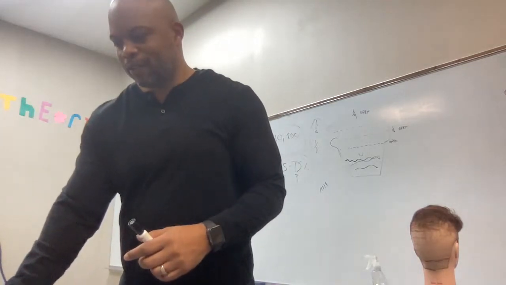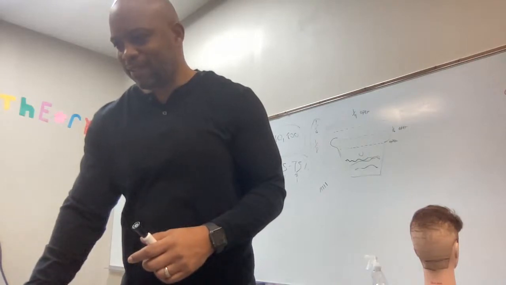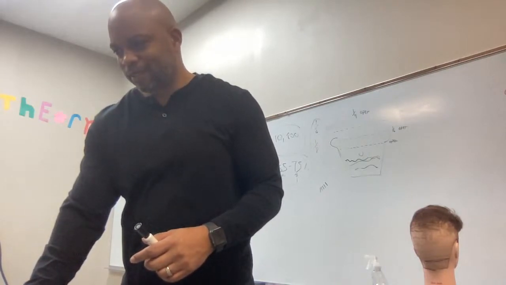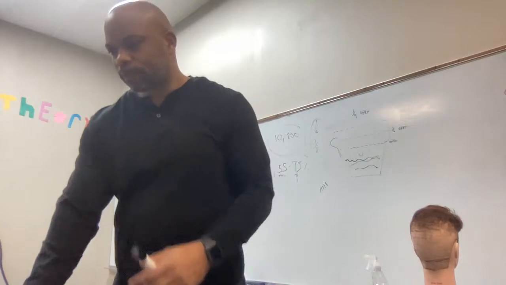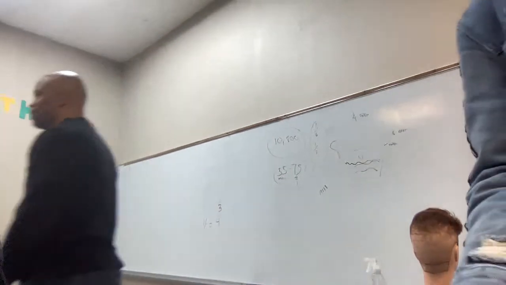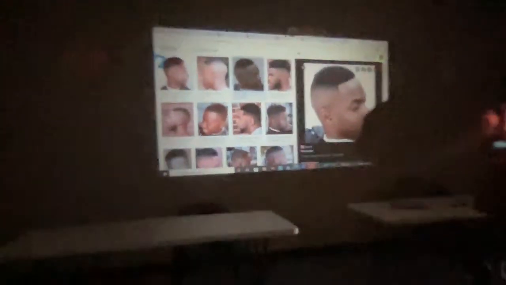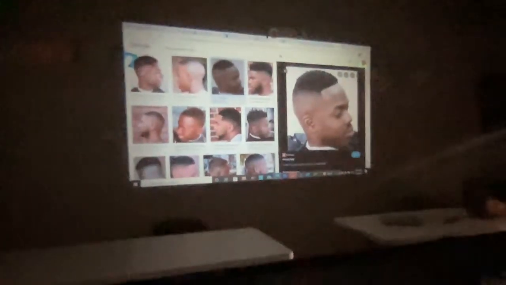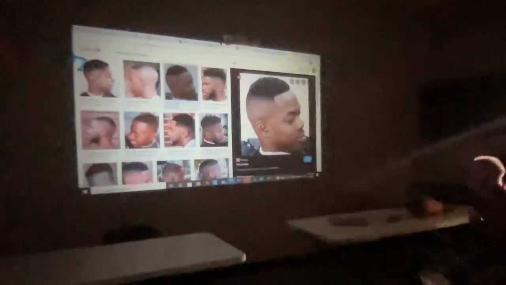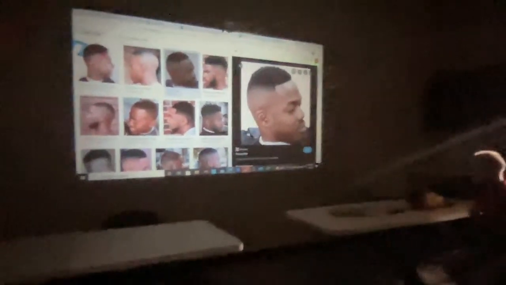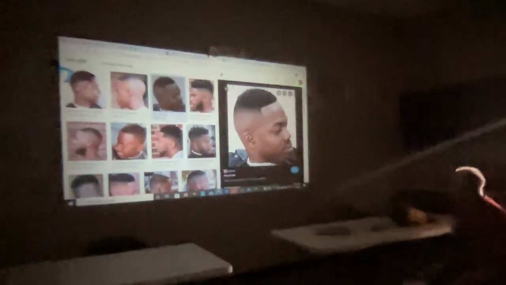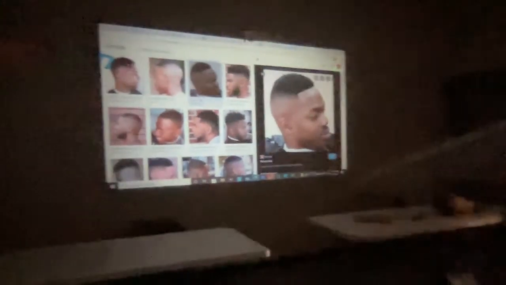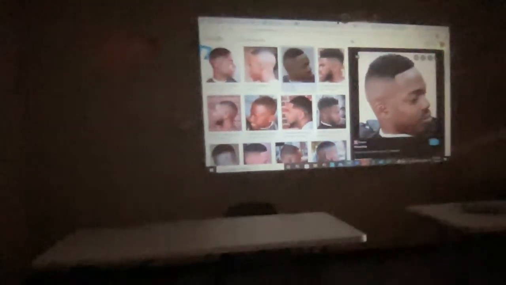I'll shift over just a little bit here. Everybody see that here? So we're gonna say that's 1/4 open too. That's what we're gonna say. Everybody see that? Skin fade, we're gonna call that 1/4 open. Okay, everybody take a middle picture.